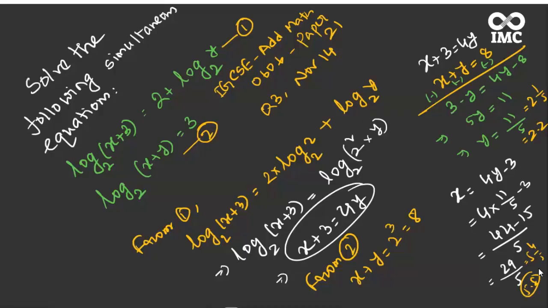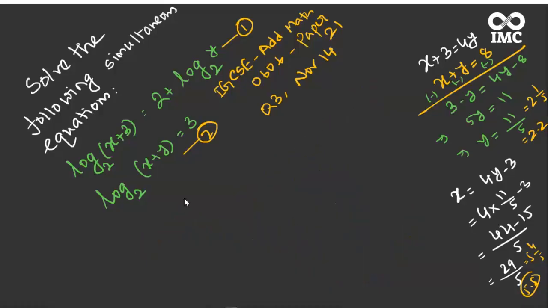Now, if I want to check whether my answer is right or wrong, we can check it very easily. Suppose we substitute the values of x and y in equation number 2. Instead of x, I'm writing 29 by 5, and instead of y, I'm writing 11 by 5. If the answer of this one is 3, then we can say that our answer is correct.